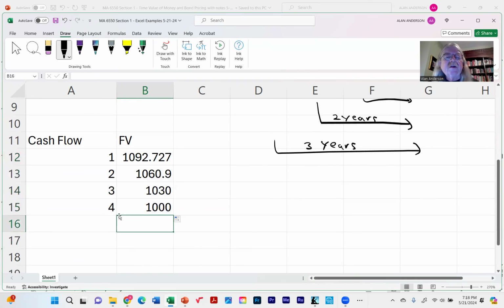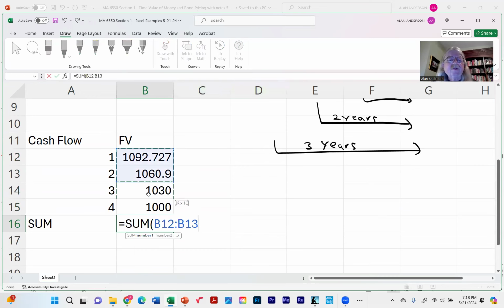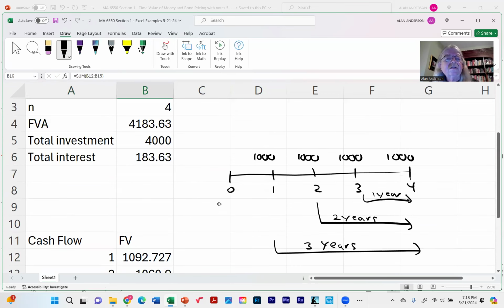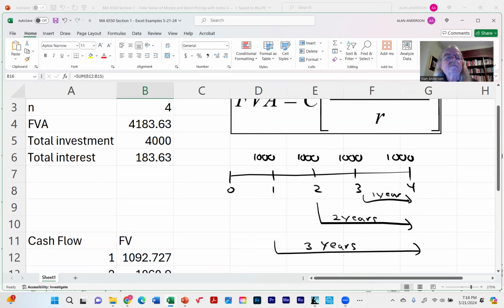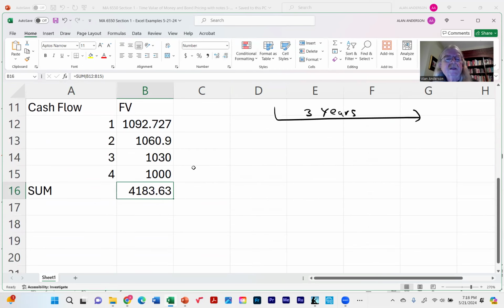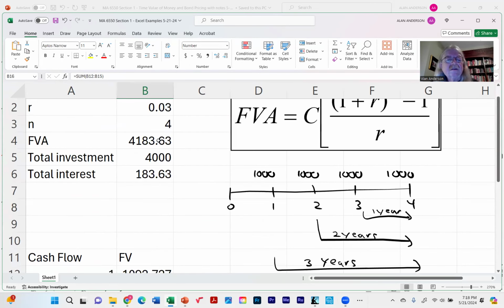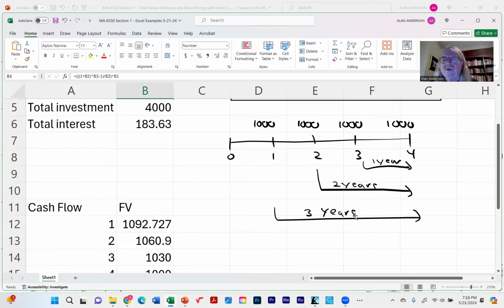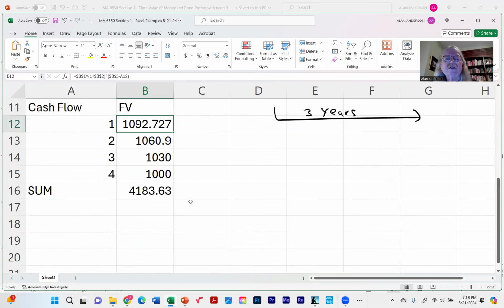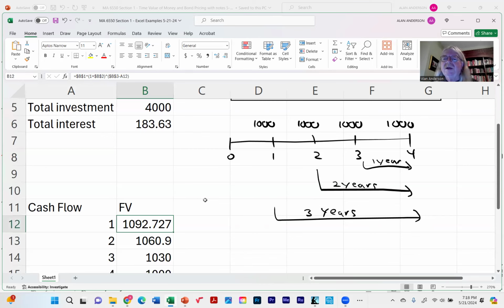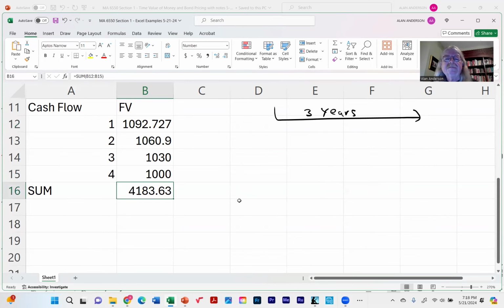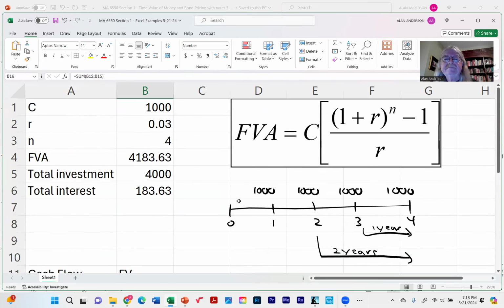There we go. So if I add these up, it'll be the same as what we just had, except possibly for some small rounding differences. So no, it's the same. Okay, so in other words, this formula just did this. It calculated the future value for each individual cash flow and added them up. That's where this came from. Okay, excellent.